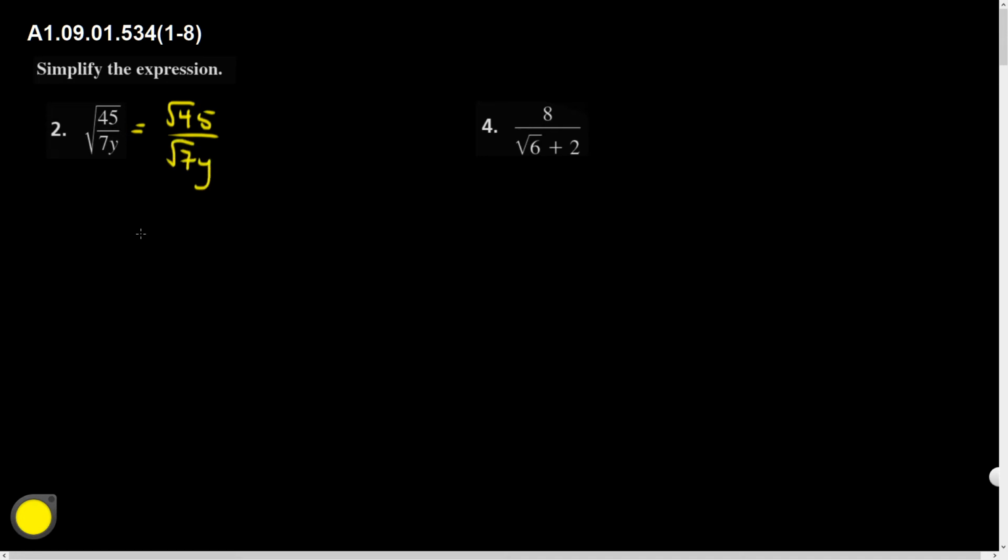Like so. I can take the square root of 45. Because this is a square root, I'm looking for the largest perfect square that goes into it. I believe 9 does, and it goes in 5 times. Square root of 7y, I'm going to have an issue with. I'm going to need to multiply by something to get this radical out of the denominator.